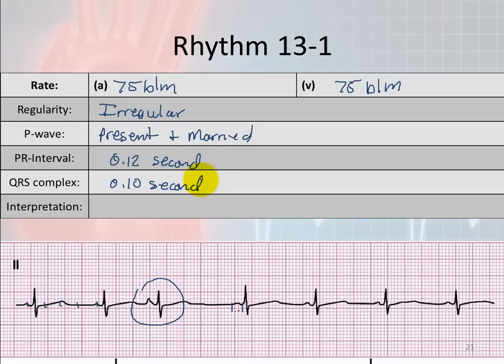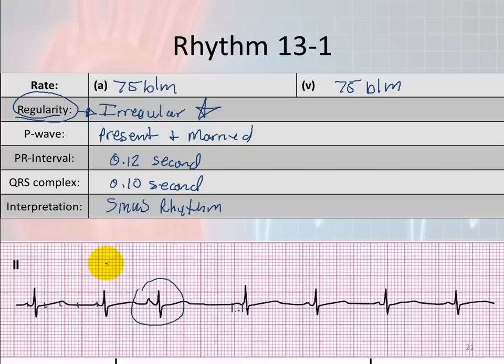Now there's a problem with this rhythm here, and your problem is the regularity. We need to figure out why this rhythm is irregular. If this were regular, then we could probably say this is a sinus rhythm with no problem. But now we have a problem. It's irregular. So first thing we need to do is identify the underlying rhythm. The underlying rhythm meets all the criteria for a sinus rhythm. But now we have to figure out why it's irregular. We have to put that into our interpretation.